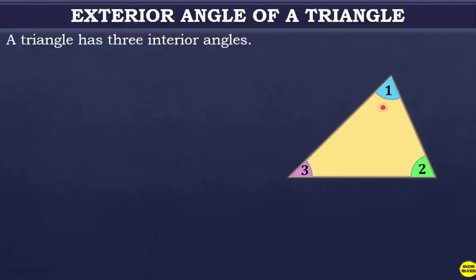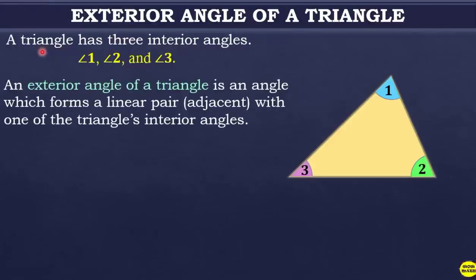Looking at our example, we have here 3 angles: angle 1, angle 2, and angle 3. Therefore, our interior angles are angle 1, angle 2, and angle 3. Tatandaan that when we say interior, these are the angles inside your triangle. And we always have 3 interior angles for every triangle.